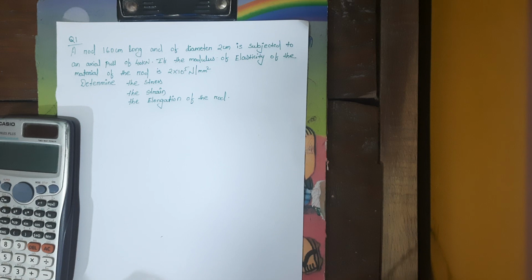The question is: a rod 160 centimeter long and of diameter 2 centimeter is subjected to an axial pull of 40 kilonewton. If the modulus of elasticity of the material of the rod is 2 into 10 to the power 5 newton per mm square, then determine the stress, strain and elongation of the rod.